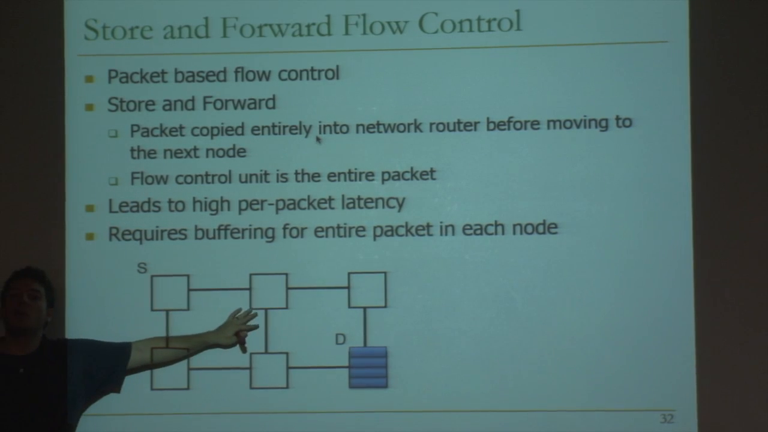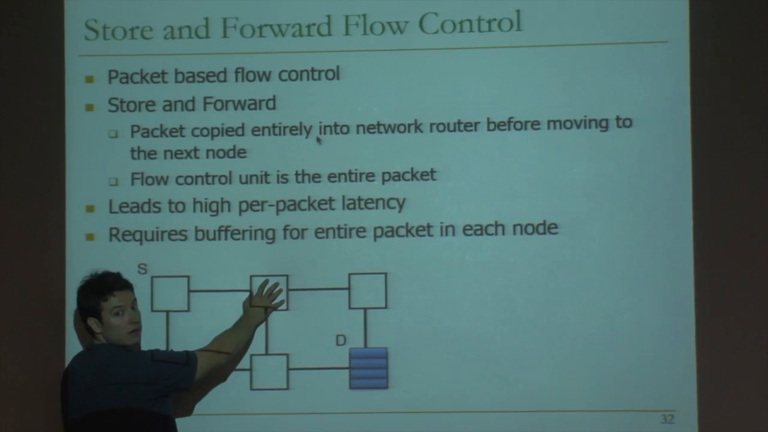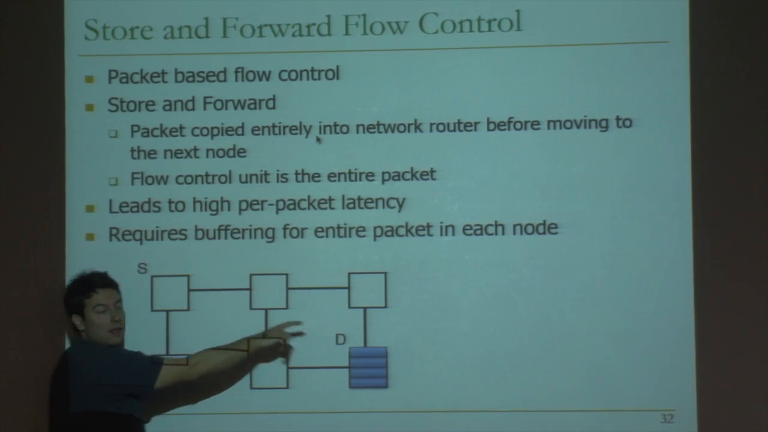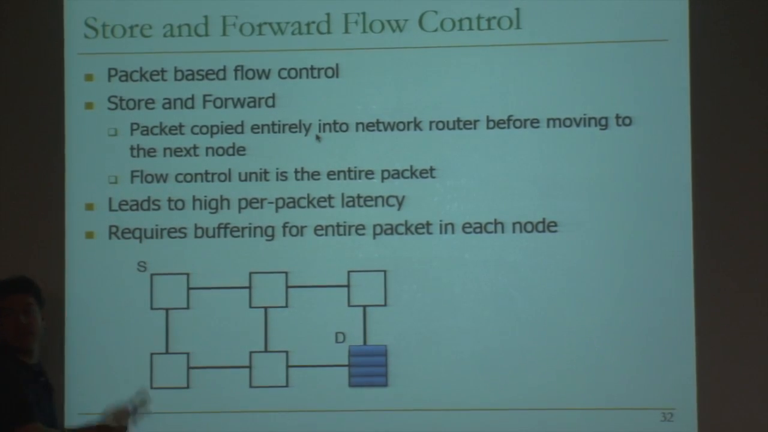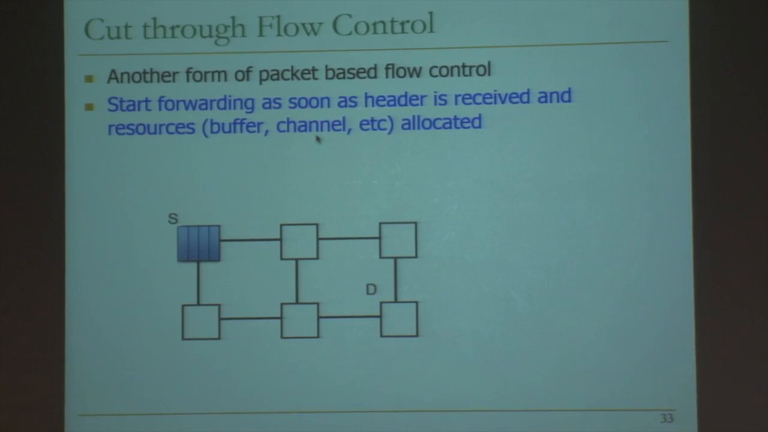You don't have to wait for the whole packet to get here to start forwarding. So if this router already knows that the next router has enough space for the full packet, by the time he gets the first flit, he can start sending it forward, right? So this is what we call cut-through flow control. And it's exactly that. You're cutting through. Instead of waiting, you just keep on going.